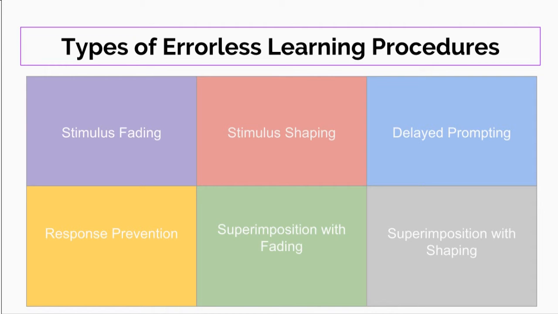Superimposition with fading involves superimposing physical prompts and using stimulus fading to fade it out. And superimposition with shaping involves superimposing physical prompts and using stimulus shaping to shape the target stimuli while fading out physical prompts.